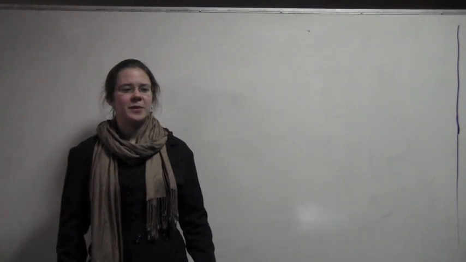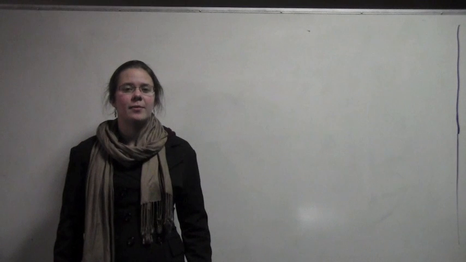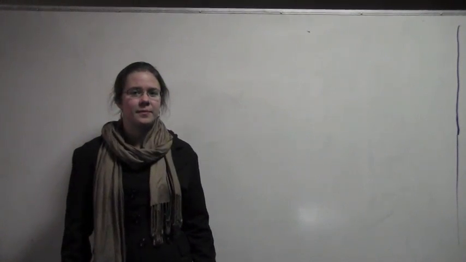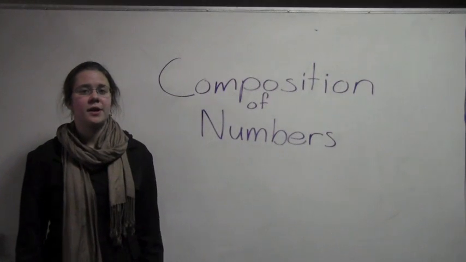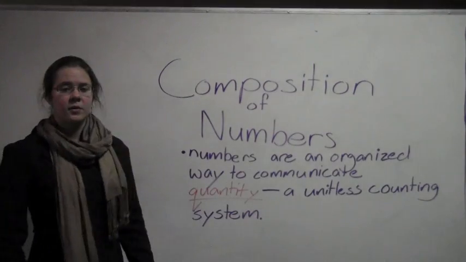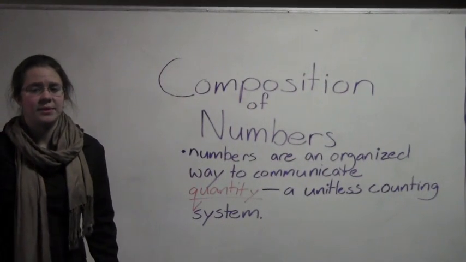In this video, I will explain why we need numbers, what our number system is, and our rationale behind it. I'm going to call this composition of numbers. Numbers are an organized way of communicating quantity, a unitless counting system. We need numbers to represent how many of an object there are without needing to look at the objects themselves.